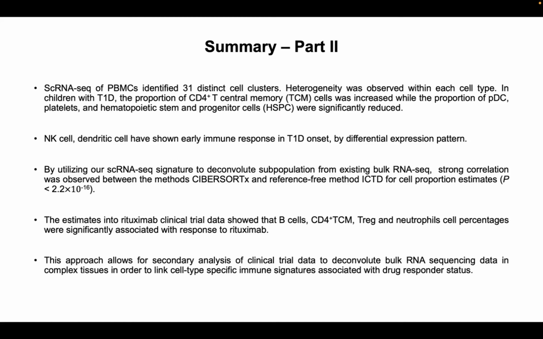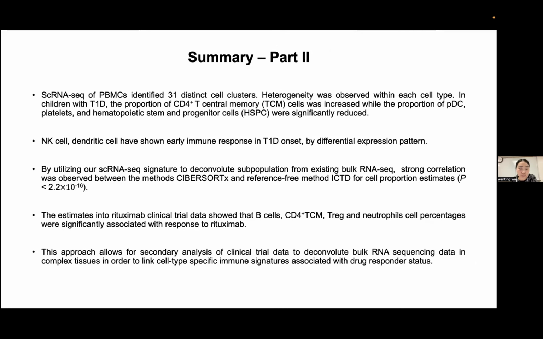In the preliminary analysis of the deconvolution method, by utilizing our own signature to deconvolute public data sets, we found a strong correlation between the method CIBERSORT and another reference-free method, ICTD, for the cell proportion estimate. And by applying this method to clinical trial data, we show more information when compared to the existing report. We found that the B cell, CD4 T cell, Treg cell, and neutrophil cell were associated with the response to this drug.